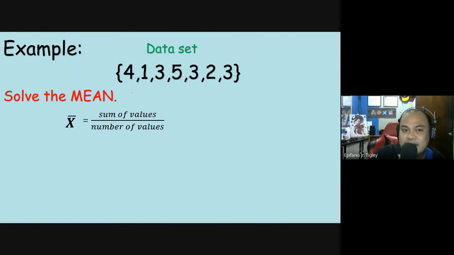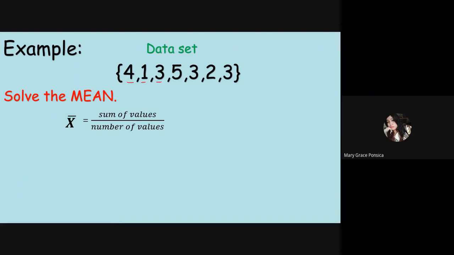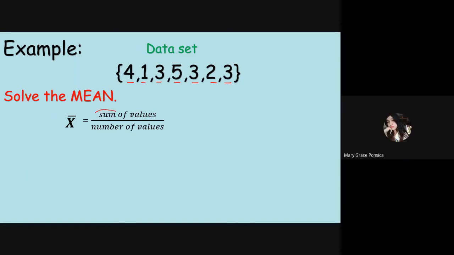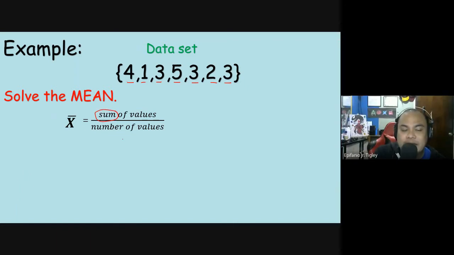Unsa may given ako dira class, we have 4, 1, 3, 5, 3, 2, 3. Okay. Unsay buhaton na ko ning 4 1 3 5 3 2 3. Add. I-add. Now, i-add na nako, so 4 plus 1 plus 3 plus 5 plus 3 plus 2 plus 3.